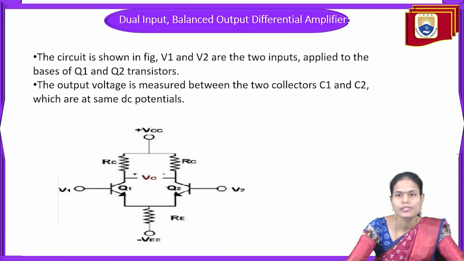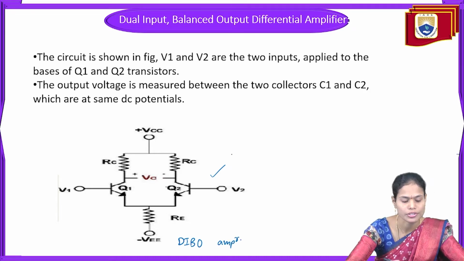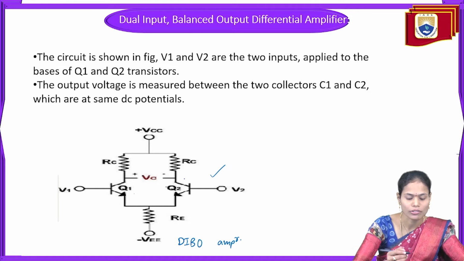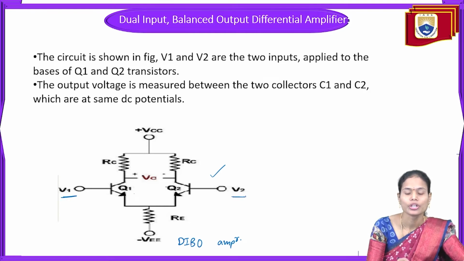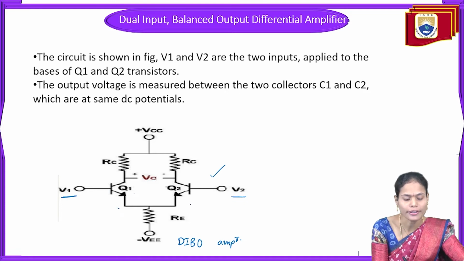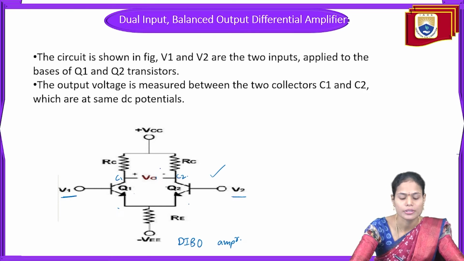So that's the reason why we are not including any capacitors for the cascading purpose here. Now we'll see the analysis of the dual input balanced output differential amplifier. For that purpose, again I consider the dual input balanced output differential amplifier, which we have just discussed. Both the transistors Q1 and Q2 are equal, and for that amplifier we are providing the two input voltages V1 and V2 to the two bases of transistors Q1 and Q2. The output voltage we are measuring between the two collectors C1 and C2, which are at the same DC potentials. That is, for both the collector terminals of the transistors we are providing the common supply, so we can say both are at the same DC potentials.